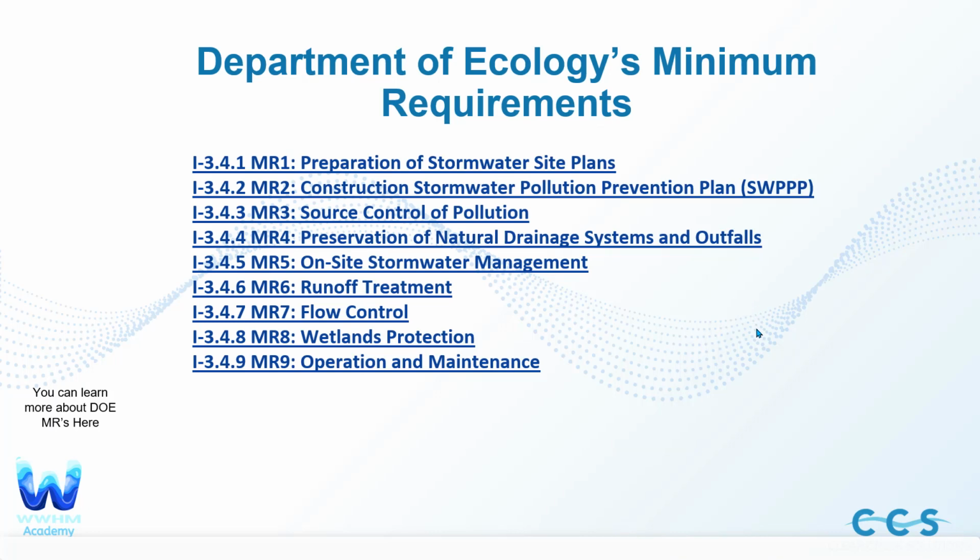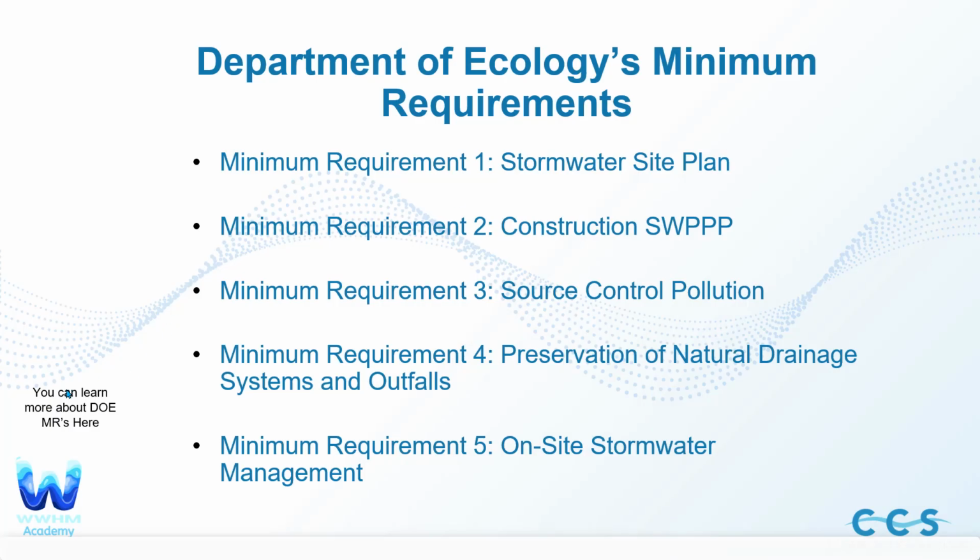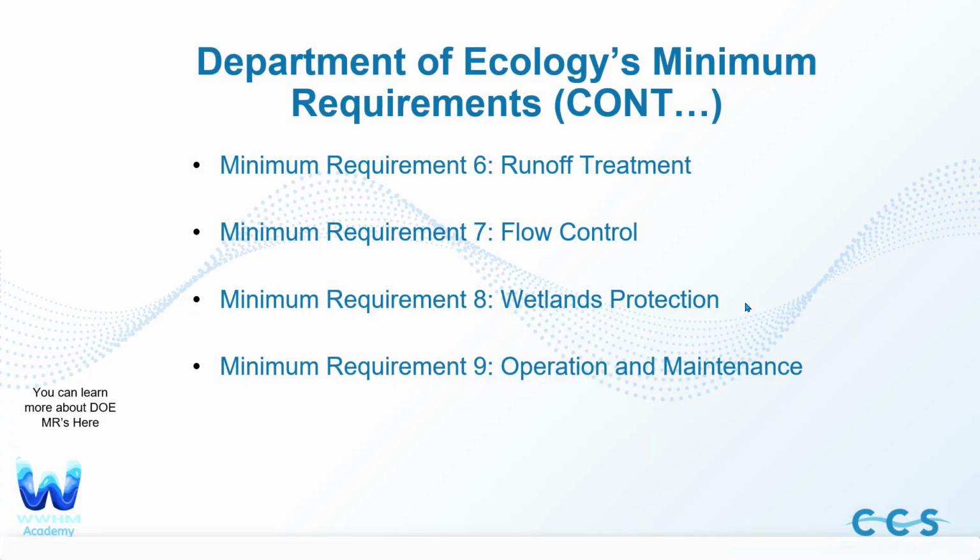We'll see. So we're looking at minimum requirements 6, 7, and 8: runoff treatment, flow control, and wetlands protection. I'll go over how WWHM 2012 can help you with those. As I said, it's not actually linked here, but if you look at Washington State Department of Ecology minimum requirements, there's a whole course on that, really in depth, really well done. So here's all 9 minimum requirements. Like I said, we're focusing on 6, 7, and 8: runoff treatment, flow control, and wetlands protection in WWHM 2012.